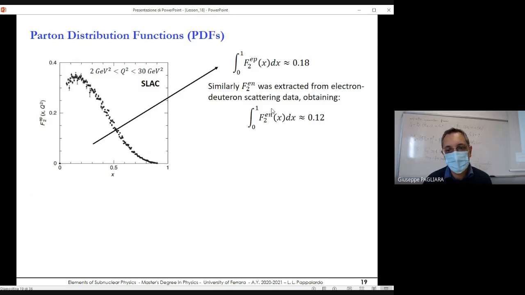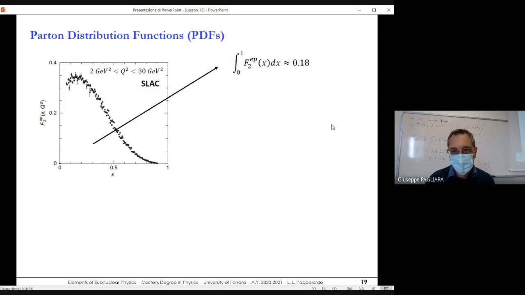Then you can do a similar approach now with the neutron. Of course, it is a bit more complicated from the experimental point of view, because you cannot create a neutron target. So the best thing to do is to work with a deuteron target, which is a bound state of proton and neutron, and then you have to correct your result by the nuclear binding energy between the proton and the neutron. Nonetheless, this is doable. This has been done, and so once more, with the same procedure, one can calculate this contribution.